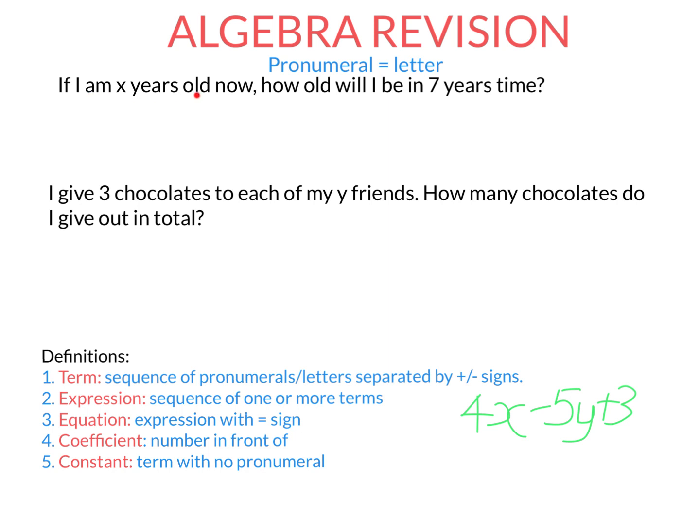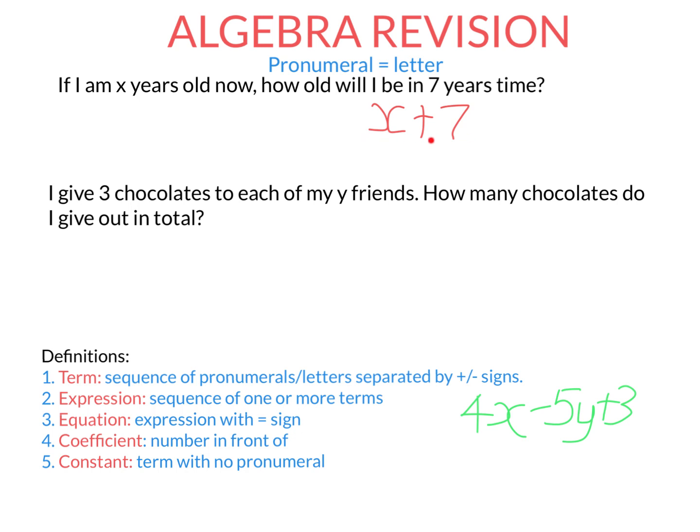So if I am X years old now, how old will I be in 7 years' time? So in 7 years' time, I'm just however old I am now plus 7. See, the thing is, we don't know how old I am now. I could be 50, I could be 30, it doesn't matter. This just says in 7 years' time, I will be my current age plus 7. We do things like this because in maths, it happens all the time that we want to perform operations on unknown numbers.